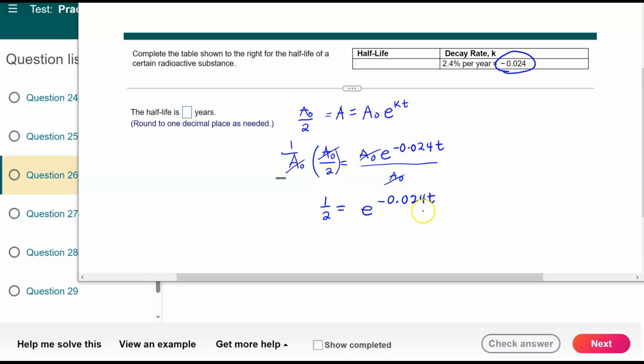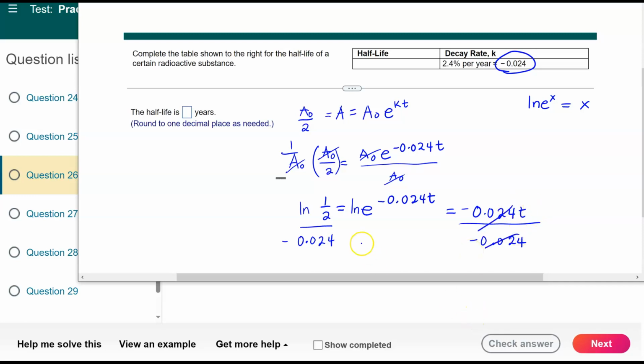Now to solve for the time t, you're just going to take the ln of both sides. So ln e to the power will just be this power here. The right side is just equal to negative 0.024 t. That's properties of logarithm. So ln e to the x is equal to x. ln e is just equal to 1. So now we have that. Then you divide both sides of the equation by negative 0.024 to solve for t.